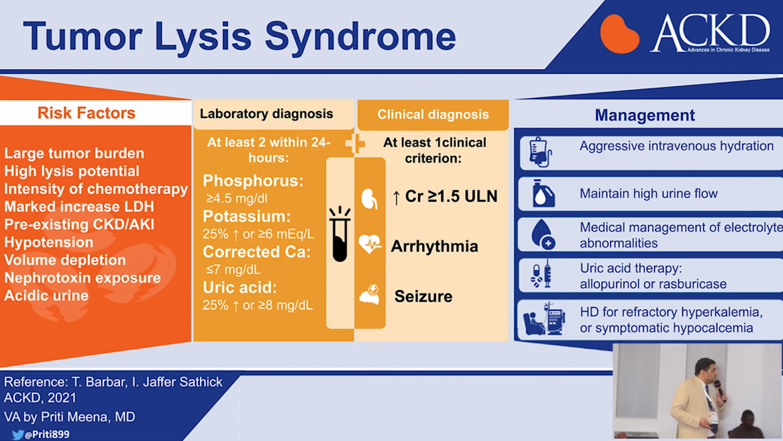And finally, the management in steps: aggressive intravenous hydration, maintain high urine output, medical management of electrolyte abnormalities, uric acid therapy, allopurinol or rasburicase, and finally hemodialysis for refractory hyperkalemia, symptomatic hypocalcemia, or any other indications. And thank you.